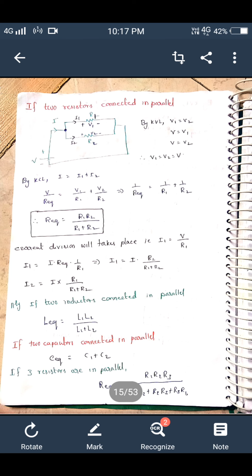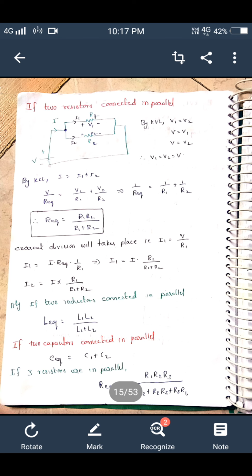Here what we studied is current division takes place. So take the current expression across any passive element. There you can have, across R1 I am applying, so I1 is equal to V by R1. V is nothing but what? Total voltage. V by R1, because voltage is same in parallel connection.